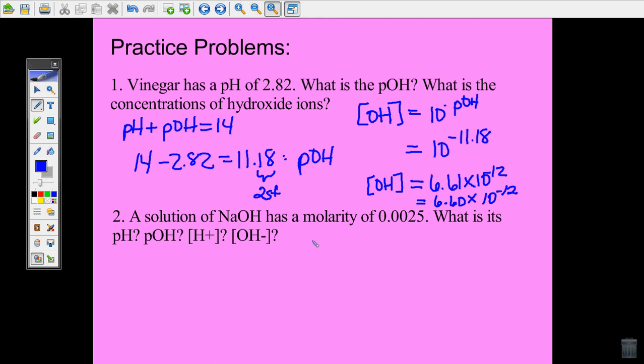Alright, a solution of NaOH has a molarity of this. What is its pH, pOH, hydrogen concentration, and hydroxide concentration? Okay, well, sodium hydroxide is a base, right? It has an OH, and there's only one OH. So I know that my concentration of OH is 0.0025. And this is 2 sig figs.